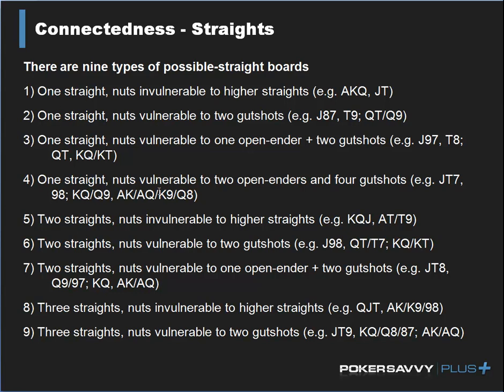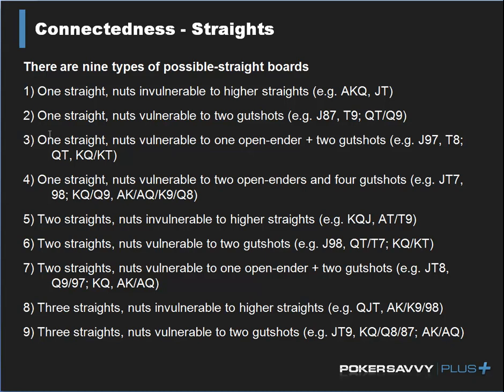The first 4 boards here are boards where 1 straight is possible, and they sort of move from boards where the nuts is completely invulnerable to higher straights, which is only possible when the nuts is Broadway. So you've got ace king queen where jack 10 is the nuts, or ace king jack where queen 10 is the nuts, and so on. Well, I'll get back to talking about the play dynamic on these boards in a second. 1 straight where the nuts is vulnerable to 2 gut shots. So this is the Jack 8-7 type board where you've got the open ender and then only the gut shots. The nut straight, no other possible straights, and just these 2 gut shots to beat the draw.